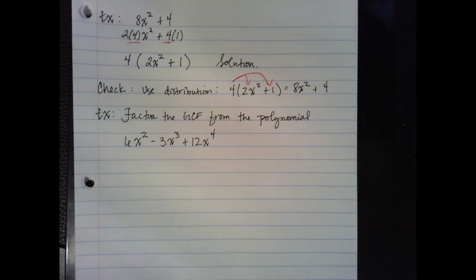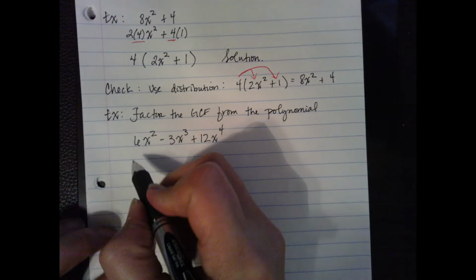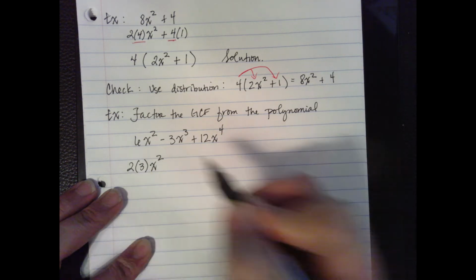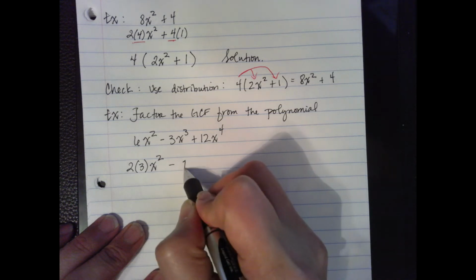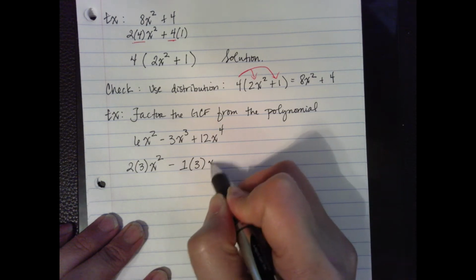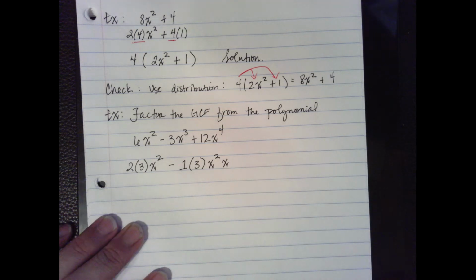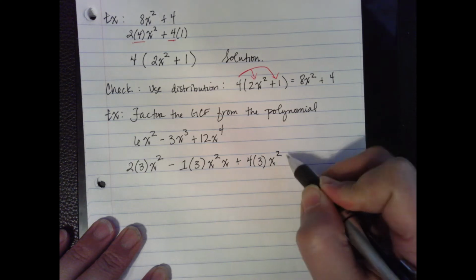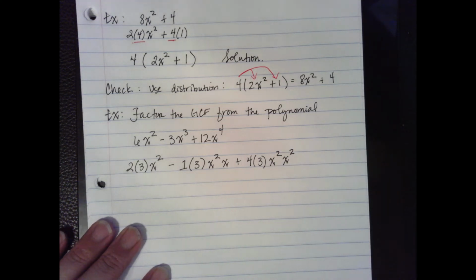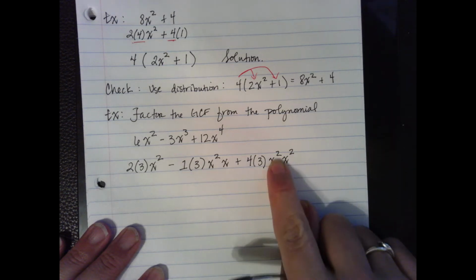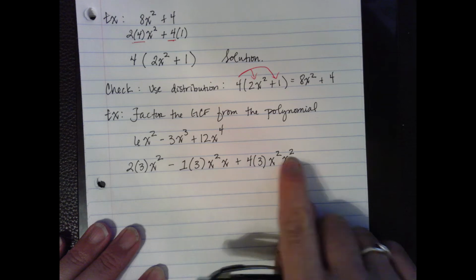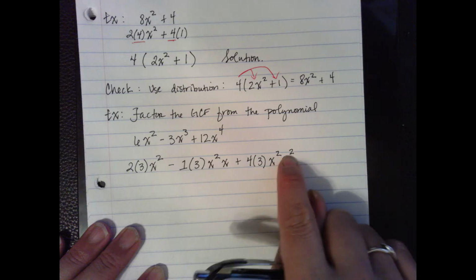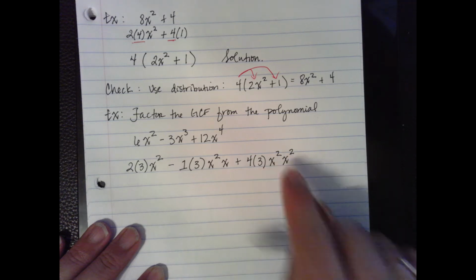Okay, so let's rewrite this so we can see our GCF. So this is 2 times 3x squared minus 1 times 3x squared times x plus 4 times 3 times x squared times x squared. Okay, x squared times x squared means I add up my exponents. 2 plus 2 is 4. So be careful when you're factoring your variables because we're using the exponent rules that we've just learned.